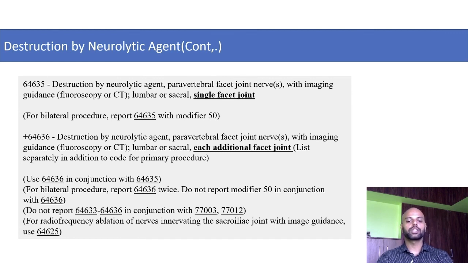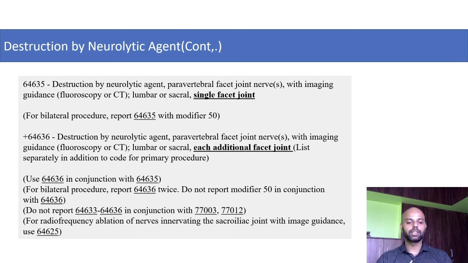CPT 64635 is for destruction by neurolytic agent for paravertebral facet joint nerves with imaging guidance for lumbar or sacral region for single facet joint. For bilateral procedure, report this code with the 50 modifier. For each additional facet joint, use add-on code 64636.